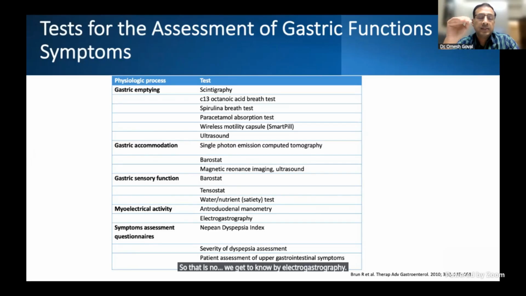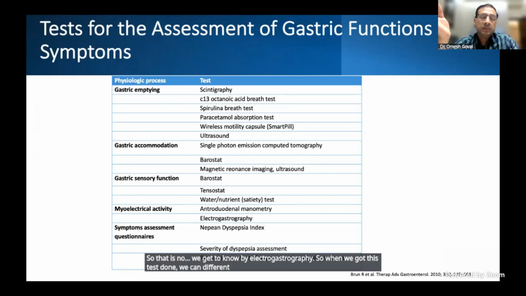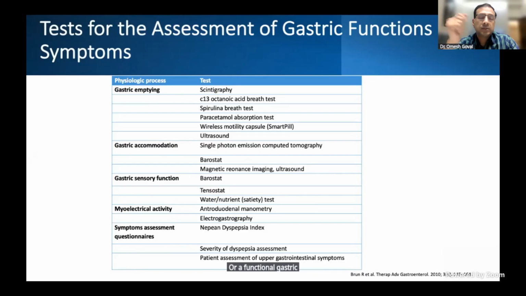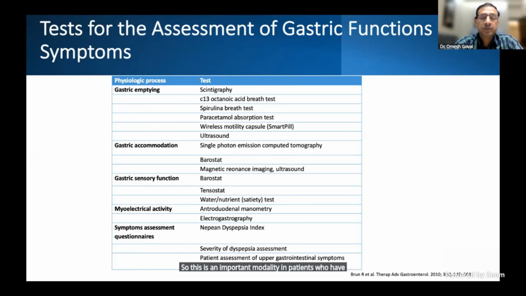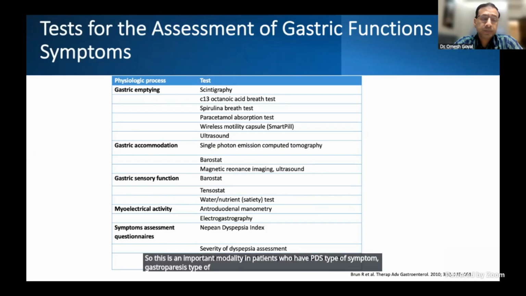So when we get this test done, we can differentiate between a weak stomach or a functional gastric obstruction, that is called EPDO, because the treatment modalities are different. So this is an important modality in patients who have PDS type of symptoms, gastroparesis type of symptoms.